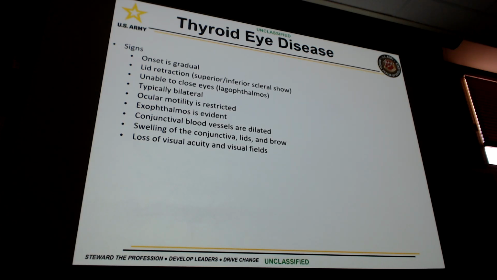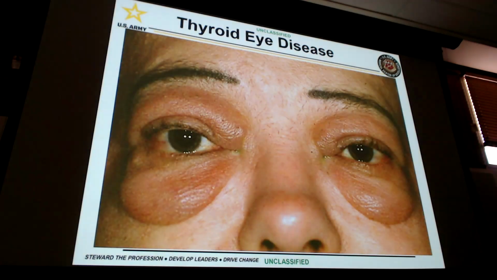Okay. Gradual onset with thyroid eye disease. Again, you get that lid retraction and lid ophthalmos. Bunch of puffiness around the orbit there. If I initially see this patient, I might also be more concerned for orbital cellulitis instead of thyroid eye disease, but she's got puffiness from overactive thyroid, or underactive, I suppose.